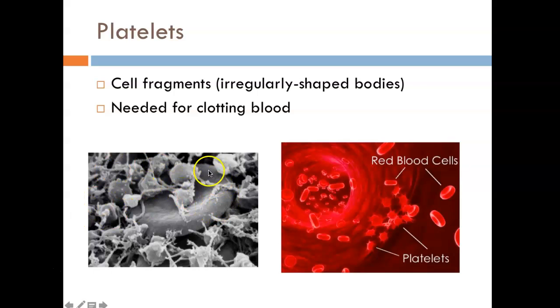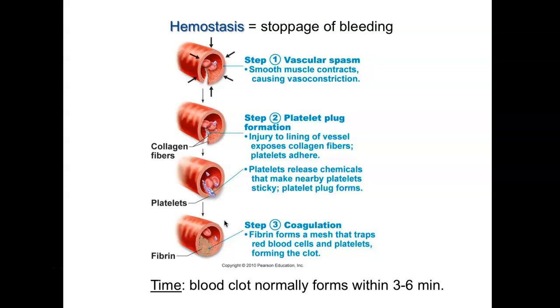So right here, you see a red blood cell, and then you see the platelets around it. So they're just cell fragments, irregularly shaped bodies. And then here are the platelets right here. You can see they're kind of irregularly shaped. And what they're going to do is they're going to just plug up a wound so that red blood cells can't leave, and a person can't bleed to death.